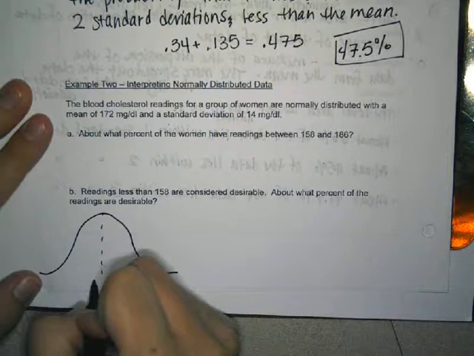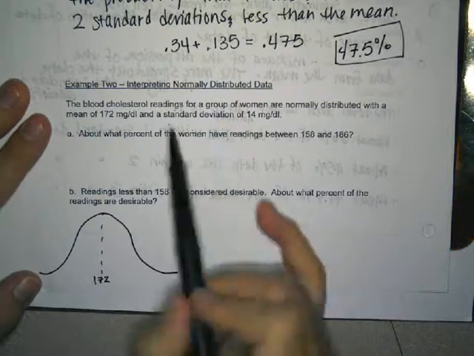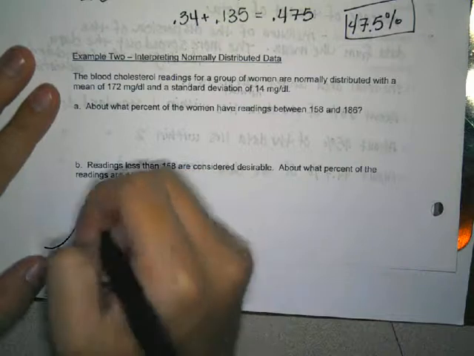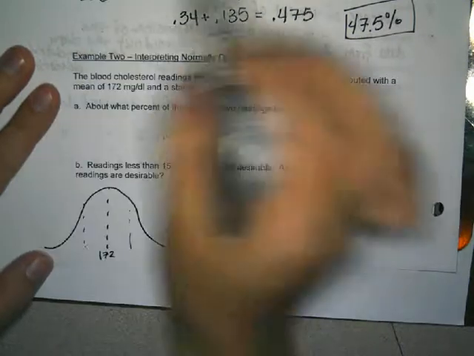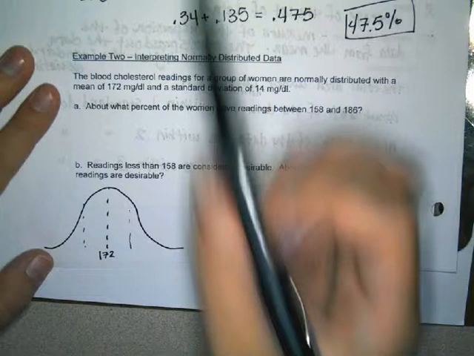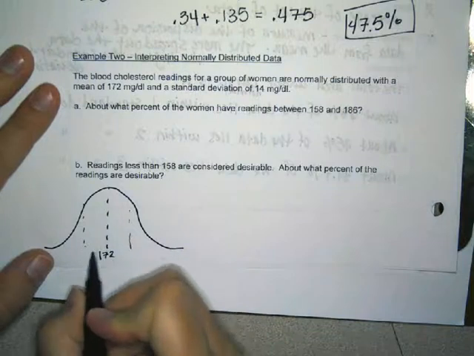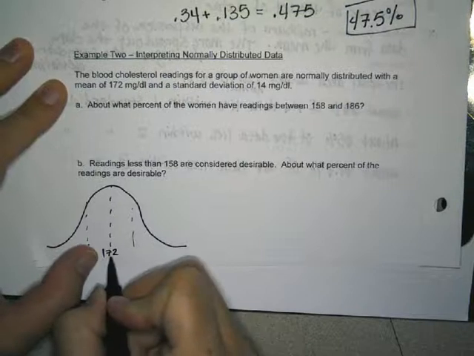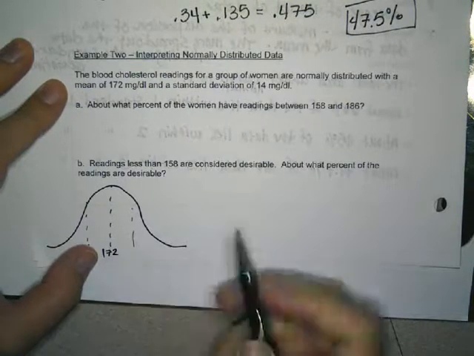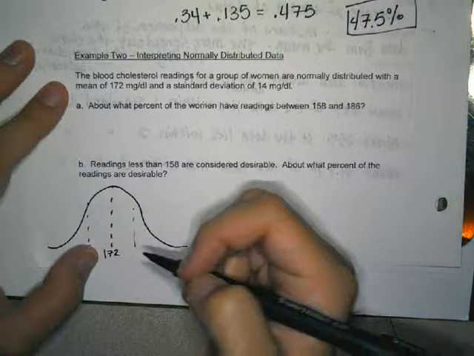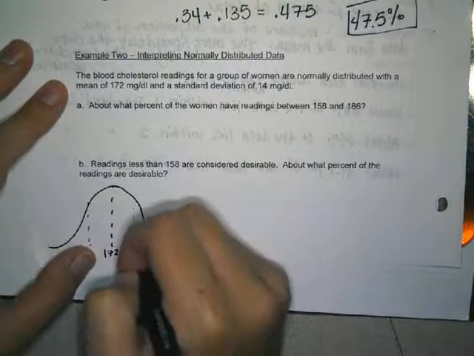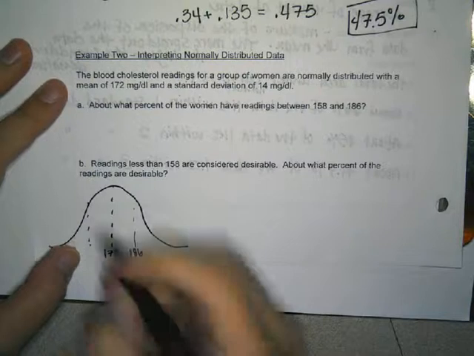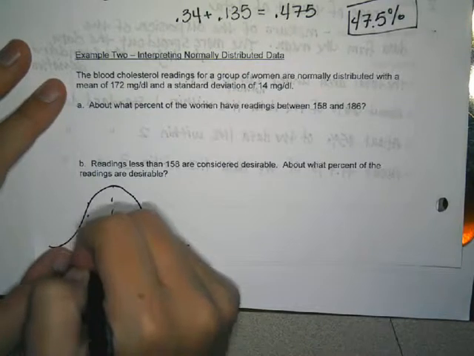And they tell me my standard deviation is 14. Which means if I'm following the same pattern as I have up here, then I'm going to add and subtract to find the values at each one of those markers. So 172 plus 14 gives me 186. 172 minus 14 gives me 158. Do it two more times here.